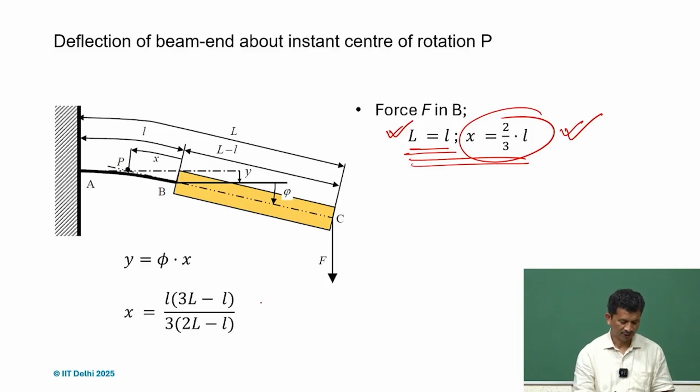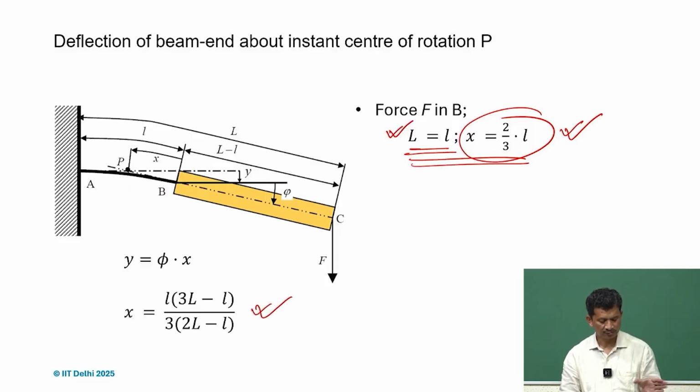And yeah, from here we also realize that it depends on where the force is applied. So capital L and small l depend on those factors. So it's not a fixed point. It depends on where the force F is applied. So yes, if it's applied at B, it will be 2/3.